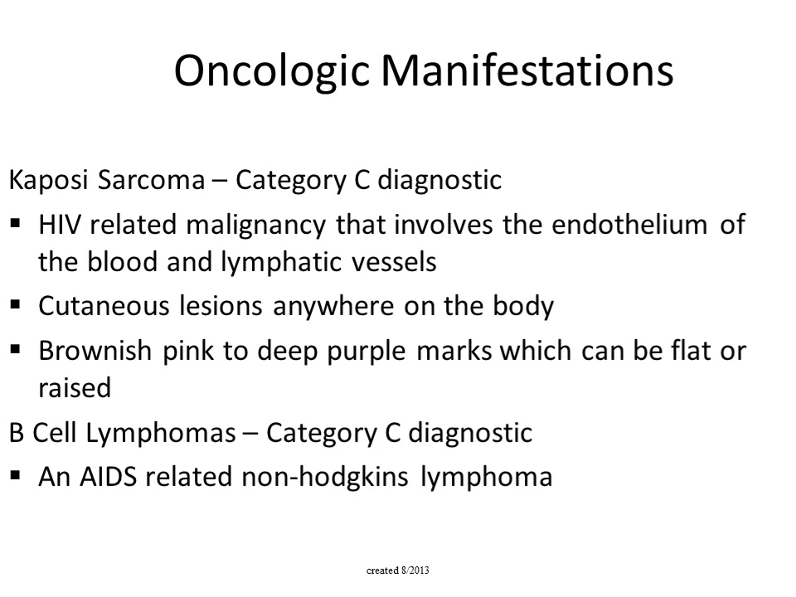Some of the things that we see oncologically is the development of Kaposi sarcoma. That is a malignancy that involves the endothelium of the blood vessels and the lymph system. They get these little cutaneous lesions, these little darkish, purplish black marks all over the body, and they can be flat or raised. Lymphomas are a common problem with people with AIDS. They have an AIDS-related non-Hodgkin's lymphoma, which we'll talk about in a little bit.